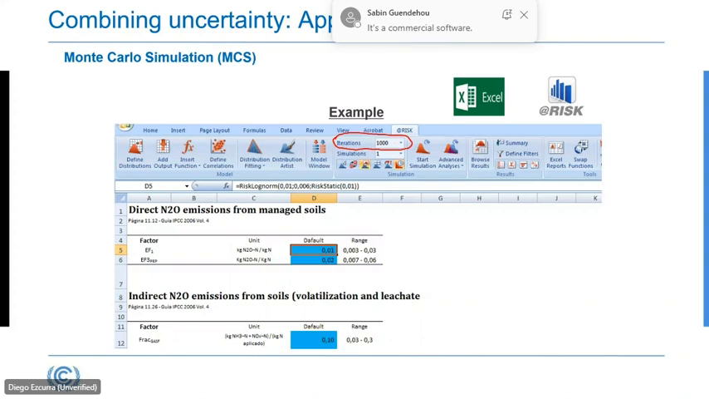I will go to the chat for a little. Is @RISK software publicly available?